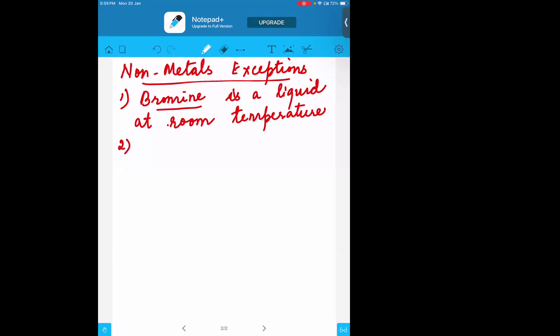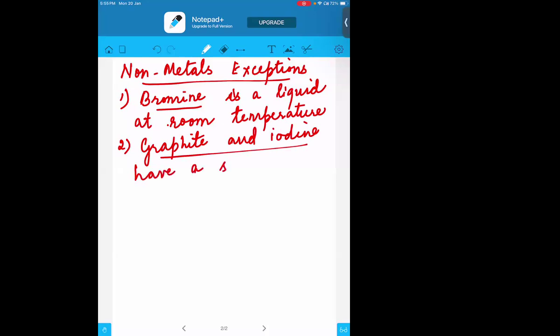The second one: non-metals should generally be dull. But when we talk about graphite and iodine, they are shiny in appearance. They have a shiny surface. So generally the non-metals will be dull, but these two, graphite and iodine, have the shiny surface.